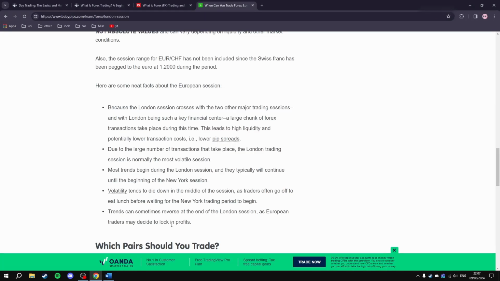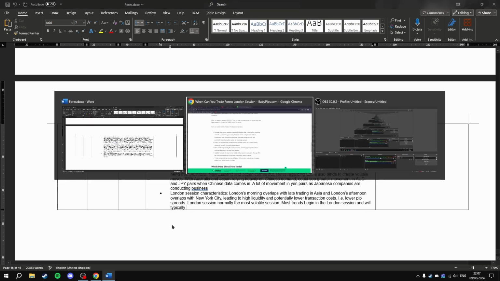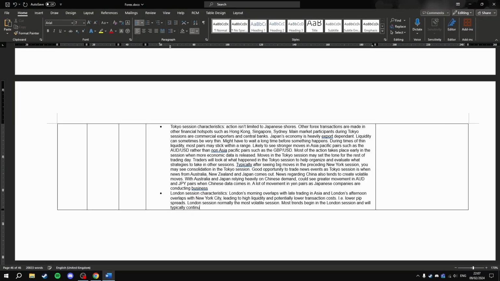Most trends begin during the London session and they typically will continue until the beginning of the New York session.